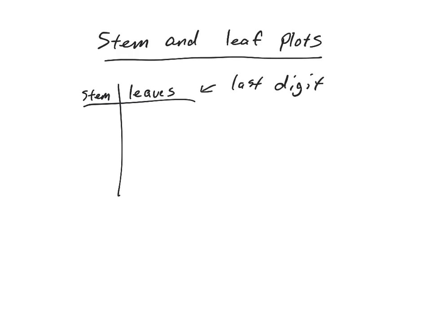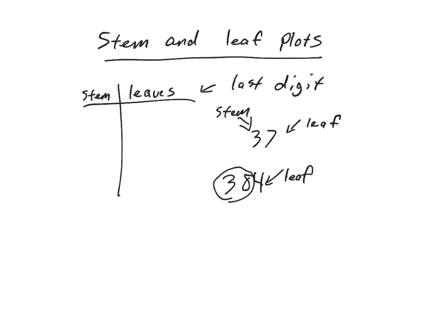So if you had the number 37, 7 would be the leaf. 3, or in this case standing for 30, would be the stem. If you had 384, 4 would be the leaf, and 38, or in this case 380, would be the stem.